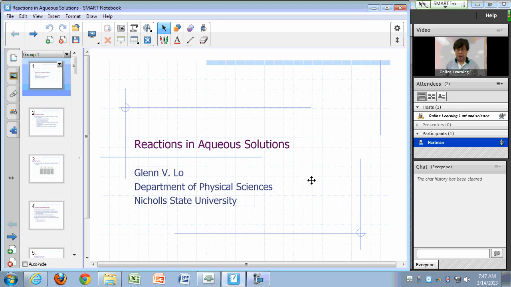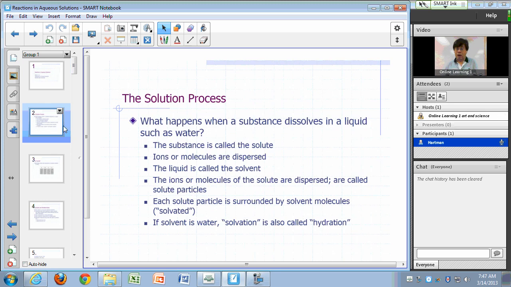Okay, today we're going to talk about reactions in aqueous solutions, and it's very important to understand reactions in aqueous solutions because a lot of the reactions we encounter in nature do happen in aqueous solutions. Okay, so let's just do a little bit of a review about what the solution process involves.